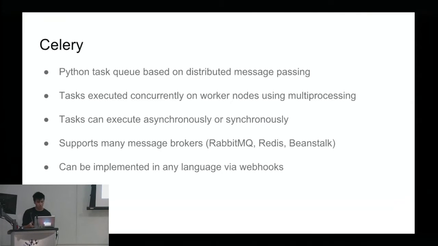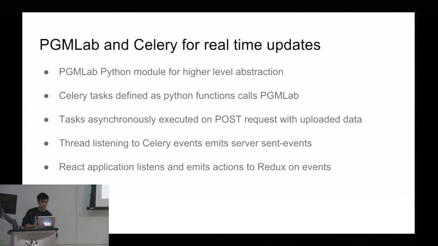Oh yeah, okay. So the actual task handling and execution is done by Celery, which is written in Python. It's task queuing based on distributed message passing, and it supports a lot of different message brokers: RabbitMQ, Redis, Beanstalk, MongoDB, CouchDB, and a bunch of other things. We use RabbitMQ. Tasks are executed concurrently on worker nodes using multiprocessing.